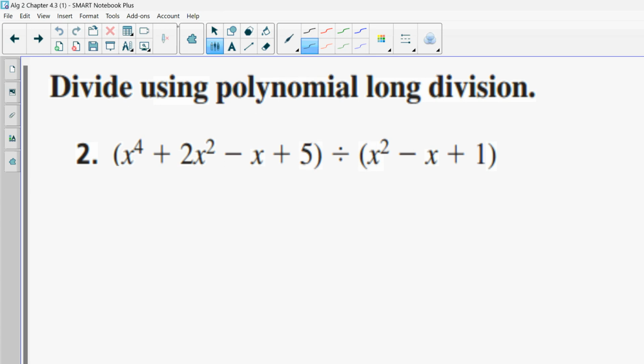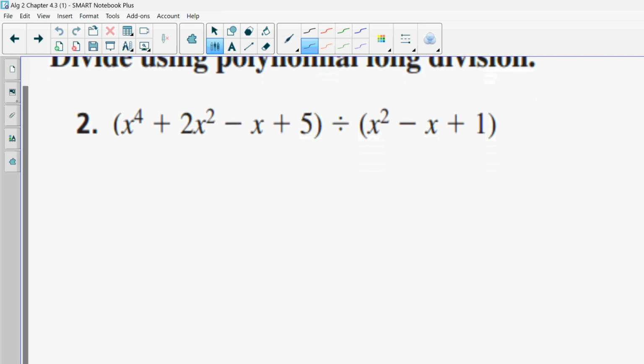All right, guys, let's focus in. So what we're doing today is we're finishing up the note sheet. We're going to do a few more of these so that we can get a little more comfortable with long division, and then the rest of the time will be spent for y'all to do the assignment.